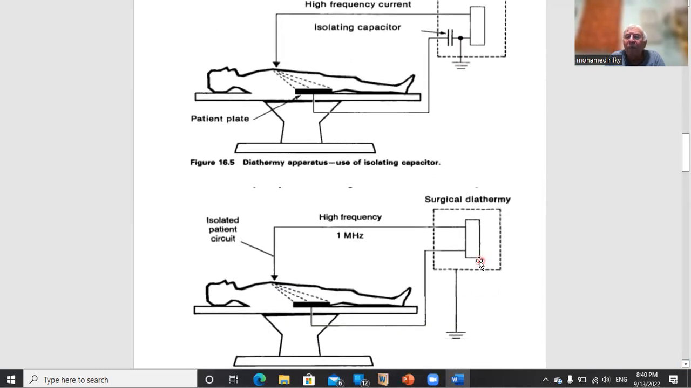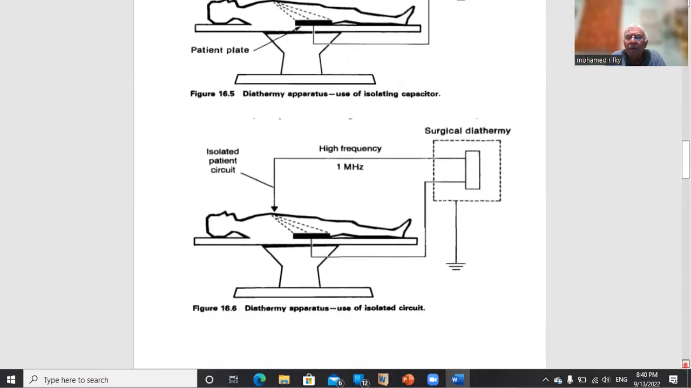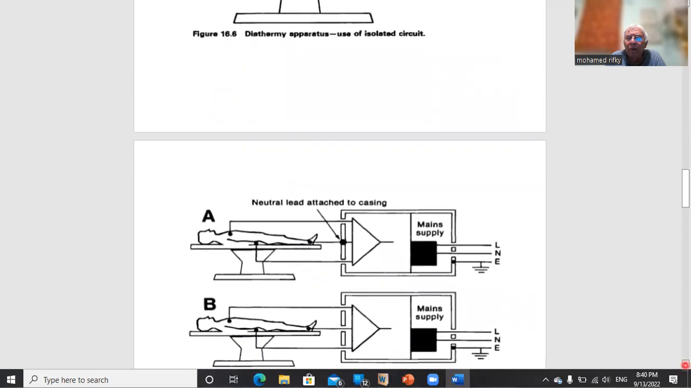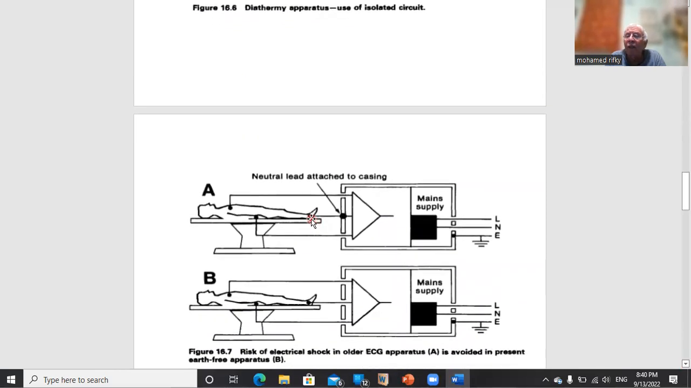This is the method where there is no capacitor. You see, there is no capacitor. And these are the electrodes, the additional neutral electrode, which was attached to the case of the equipment. As you can see, this case is being earthed. So whenever there is a fault, we are doing this, of course, to avoid interference. But if there is a fault, easily the current can go through the patient and the earth, completing the circuit.